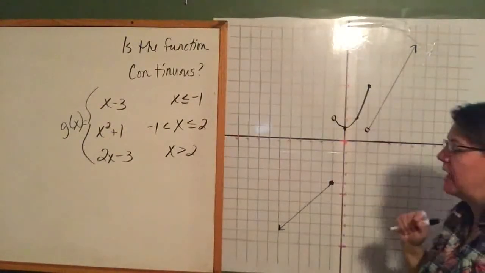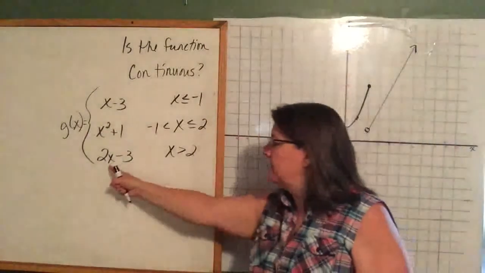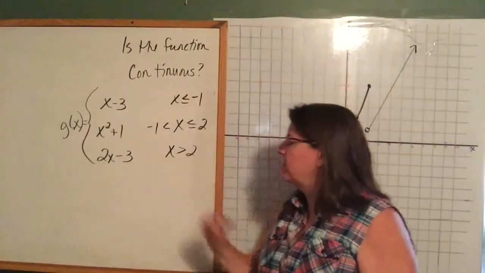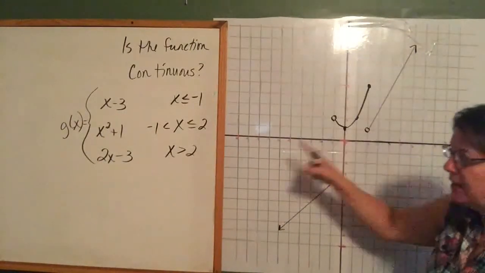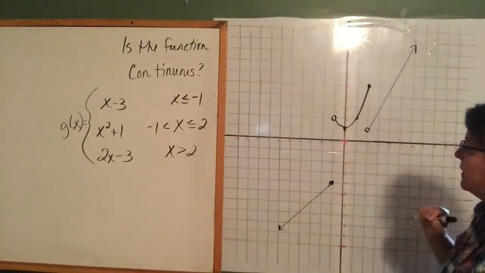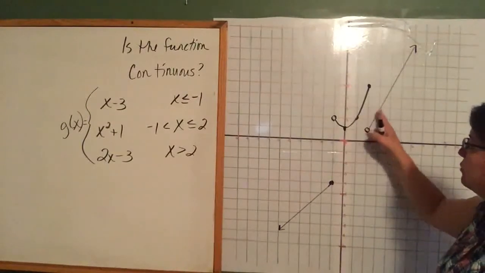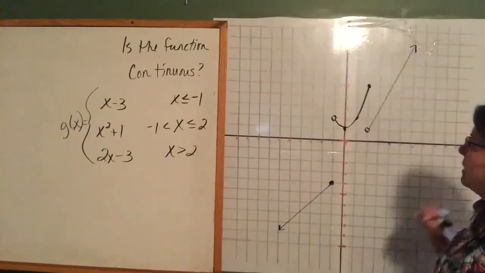Another way I could do that is I could just plug 2 in. 2 times 2 is 4, 4 minus 3 is 1. So at 2, I have the ordered pair (2, 1). And then I would make sure I have an open dot there. And then from that point, I would count up 2, right 1 and continue that pattern.